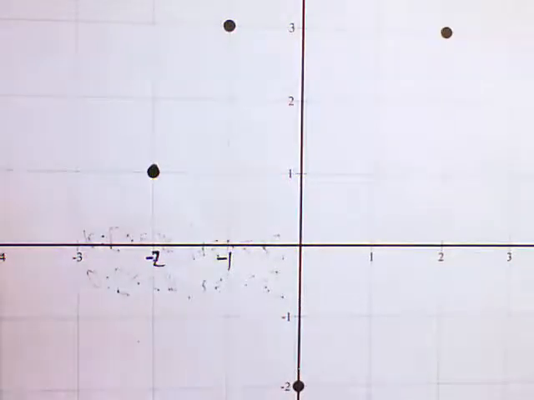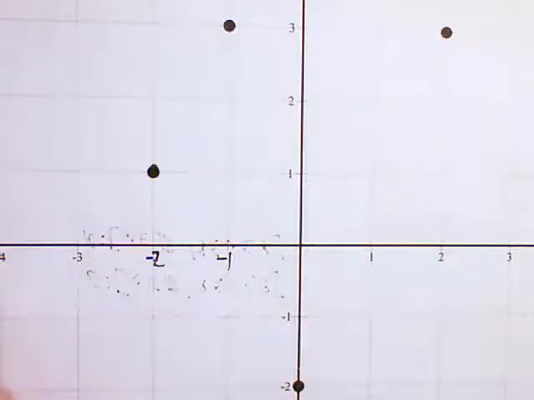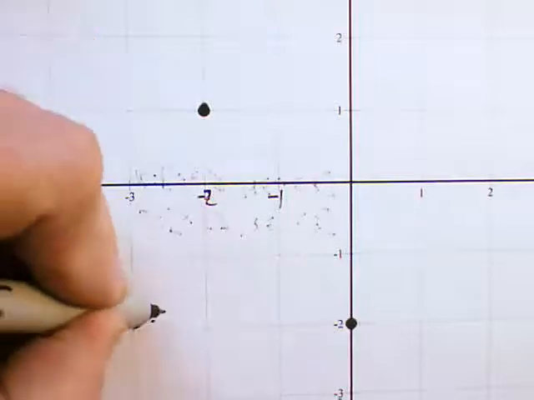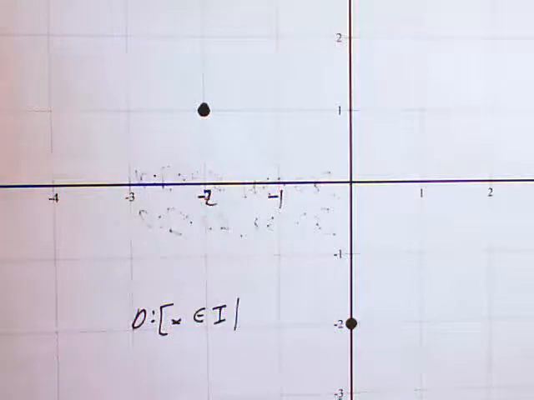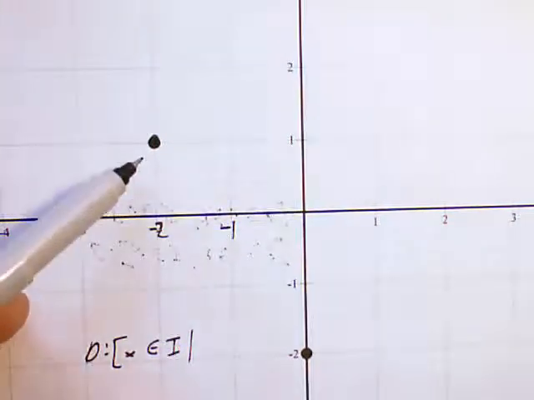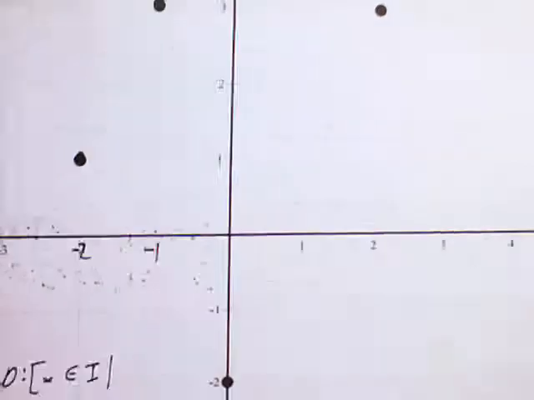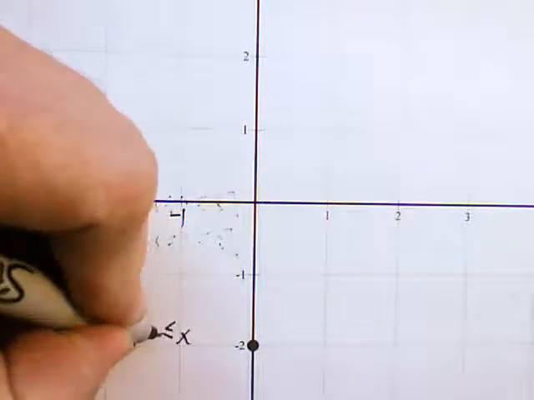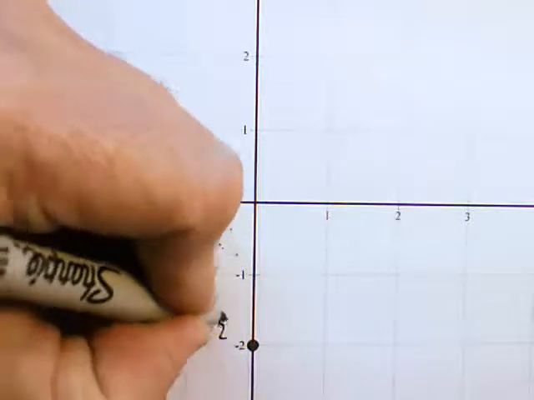So now I'm just going to look at what are the smallest x values, biggest x values, smallest y value, biggest y value. My domain will be x is an element of the integers such that, now my smallest x value is -2, my biggest x value is 2. So x will be greater than or equal to -2, less than or equal to 2.